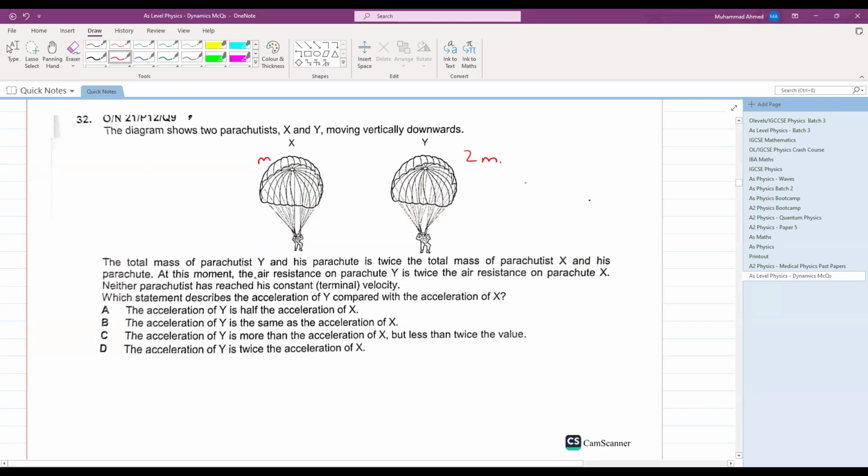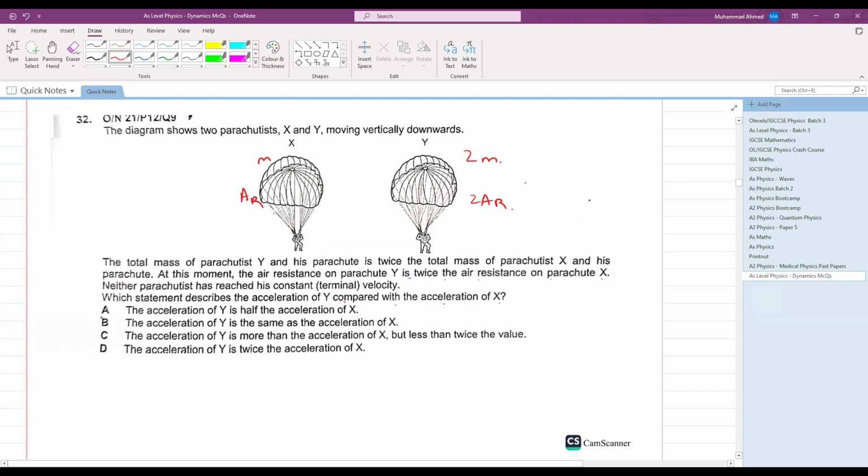At this moment, the air resistance on parachutist Y is twice the air resistance on parachutist X. Perfect. So air resistance acting on this parachute is 2R. Air resistance acting here is R only. Neither parachutist has reached the constant terminal velocity. Which statement describes the acceleration of Y compared with the acceleration of X? Okay. What will be the acceleration of Y compared to the acceleration of X?